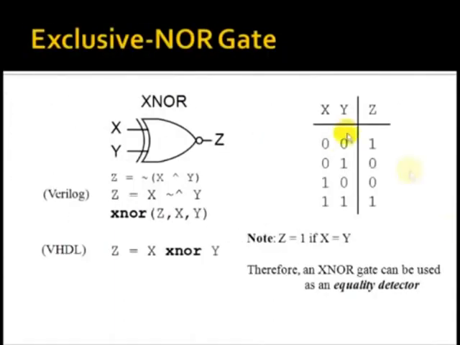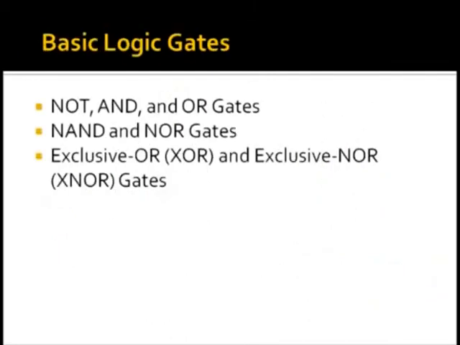Looking at the truth table again, notice that the output z is 1 if x and y are both 0 or both 1. That is, if x is equal to y. Therefore, we can use an XNOR gate to be an equality detector to detect when the two inputs are equal. So in this lesson, we've learned the truth tables for a NOT, AND, and OR gate, NAND and NOR gate, and the exclusive OR and exclusive NOR gate.